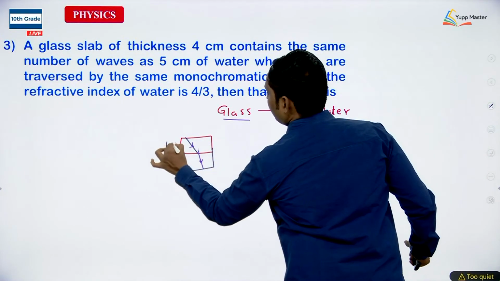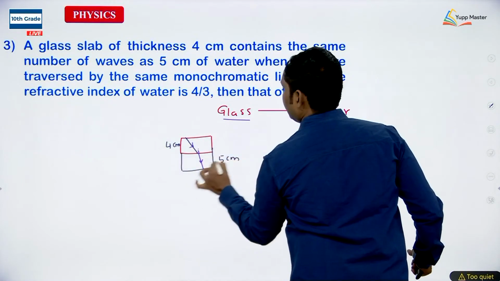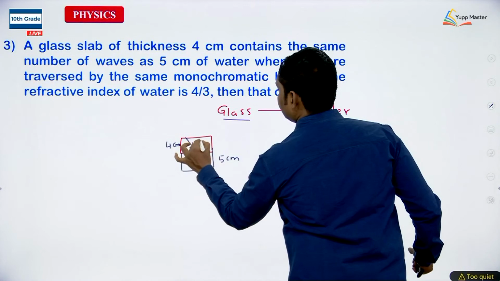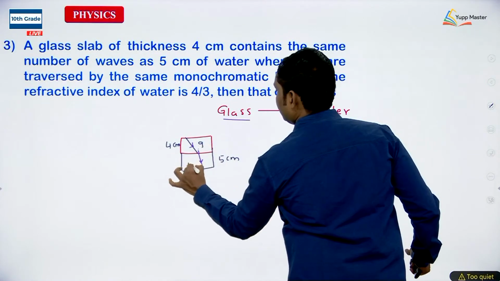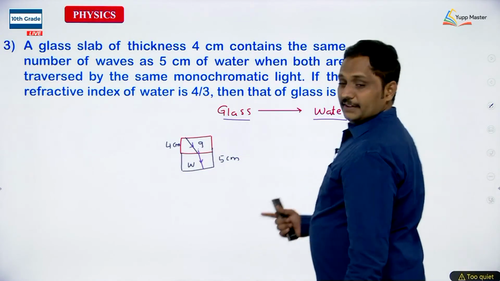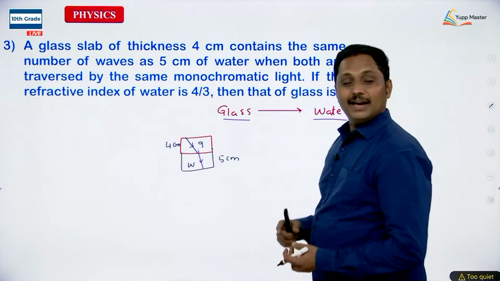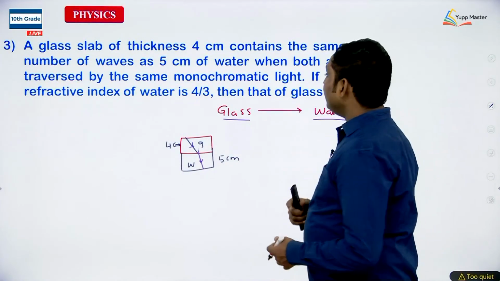This is of 4 centimeter, this is of 5 centimeter. This is water and this is glass. This is glass and water. It is very clear. What are they asking? They are asking to get the refractive index of that glass material. That is very, very clear.